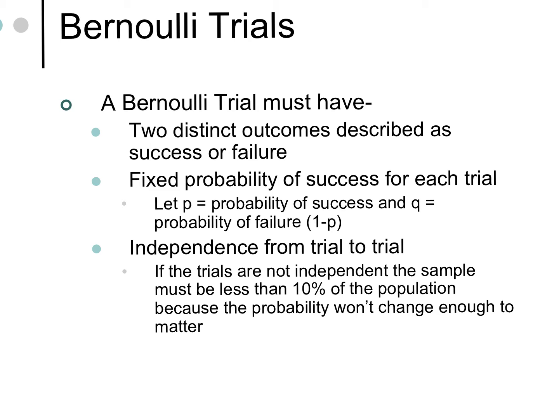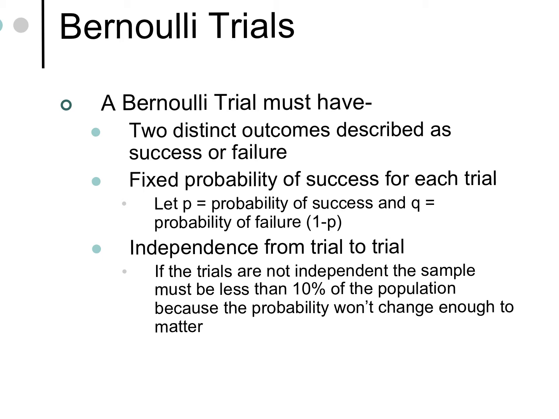There must be a fixed probability of success for each trial. Okay? So it can't be like our driver's license problem where the first attempt you had a 34% chance of passing the driver's test, but then on subsequent tests you had a 72% chance. That doesn't work in a binomial or geometric model because the probability of success changed. So the probability of success has to stay the same, and the trials must be independent from one trial to the next.